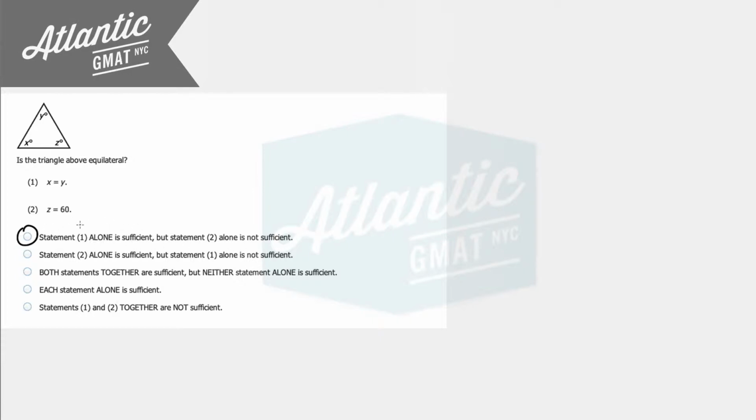A is saying that you only need statement 1 to answer this question. B is saying that you only need statement 2 to answer the question. So that means that this without this is enough to answer whether the triangle is equilateral. C means you need both. So you're going to need to know this and this in order to answer this question.